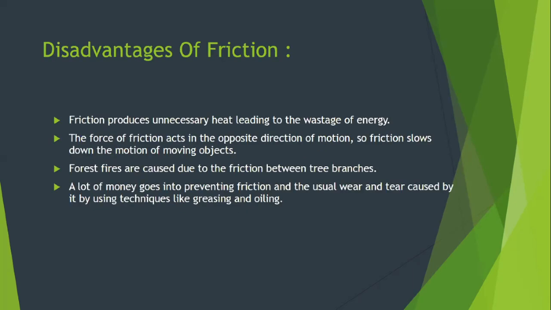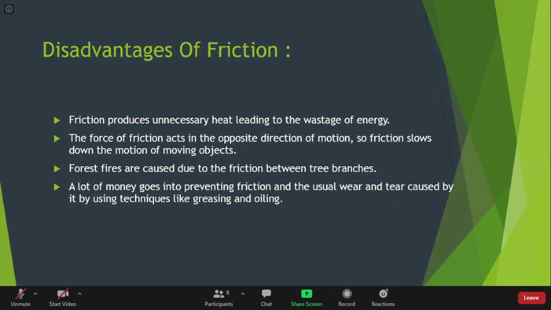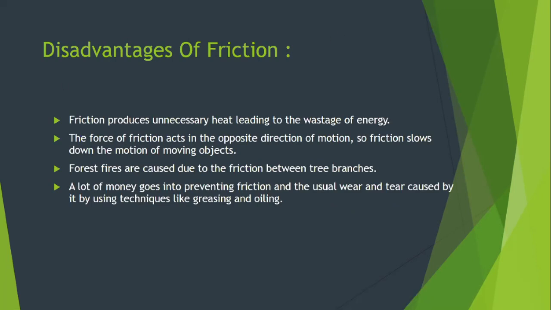Disadvantages of friction. Friction produces unnecessary heat, leading to the wastage of energy. A lot of money goes into preventing friction and the usual wear and tear caused by it, using techniques like greasing and oiling. Forest fires are caused by the friction between tree branches.